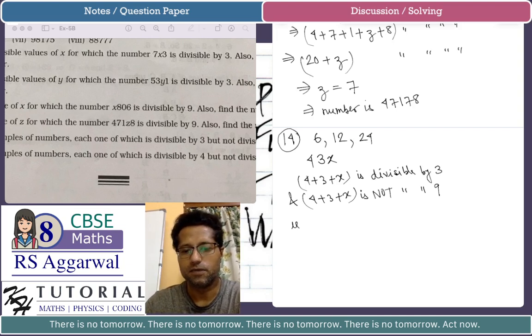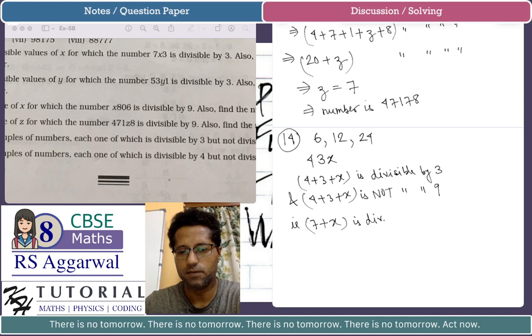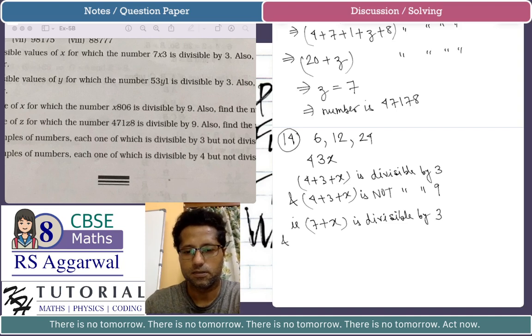That is 7 plus x. 7 plus x is divisible by 3, and 7 plus x is not divisible by 9. We have to find such x.